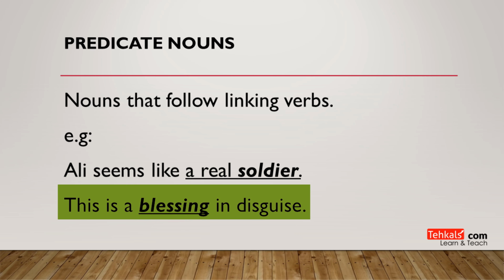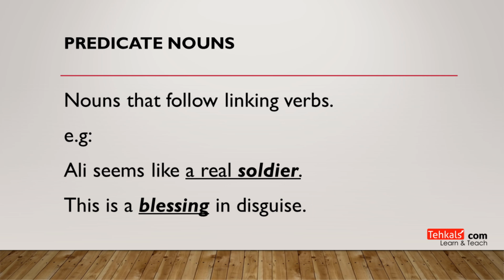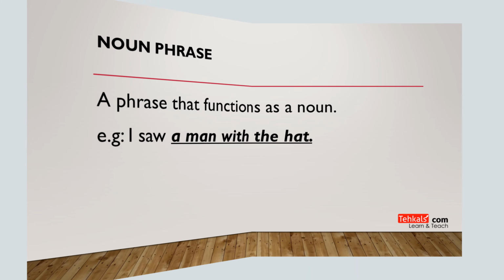Another example is, this is a blessing in disguise. In this sentence, is is a linking verb and a blessing is the noun that follows the linking verb is. So a blessing follows the linking verb, and that's why here we call this noun a predicate noun or predicative noun. So whenever a noun follows a linking verb, we call that noun a predicative noun or predicate noun.